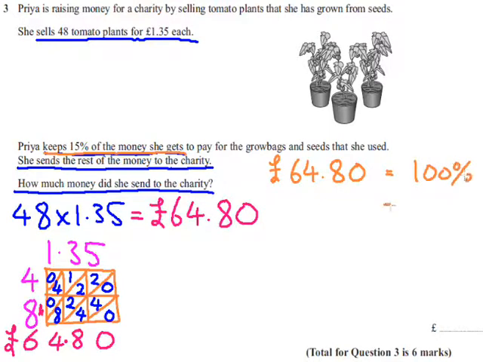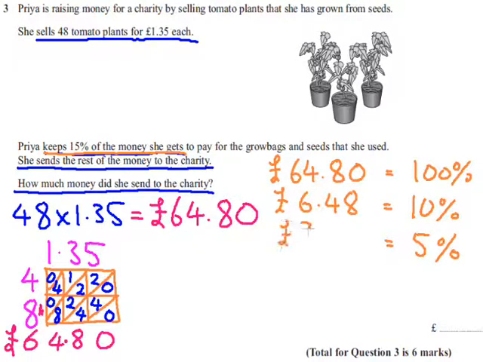So there's quite a few methods of doing this as well. I'm going to use this one. 100% is all of it, £64.80. So 10% divided by 10 is £6.48. And 5% is half of that, so £3.24.